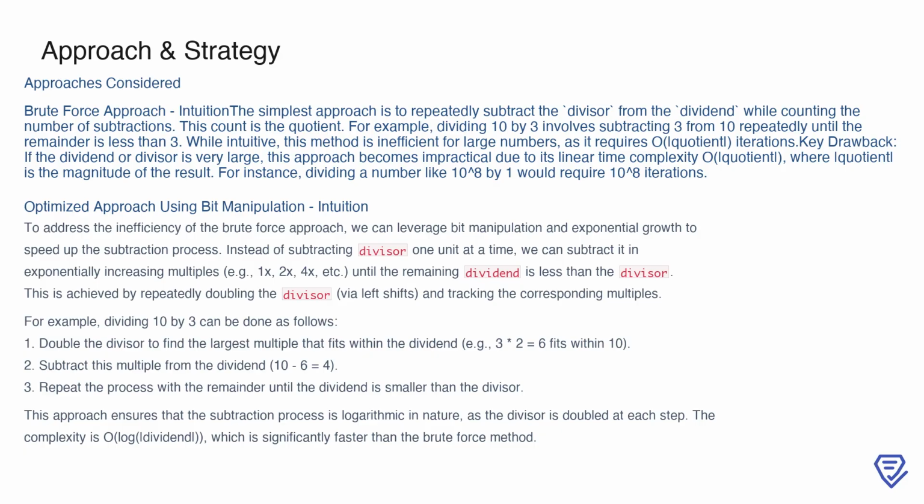To solve the problem of dividing two integers without using multiplication, division, or mod operators, we first consider the brute force approach. This method involves repeatedly subtracting the divisor from the dividend, counting how many times this subtraction can be done before the remainder becomes less than the divisor. For example, dividing 10 by 3 would require subtracting 3 from 10 until we are left with a remainder less than 3, which gives a quotient of 3.